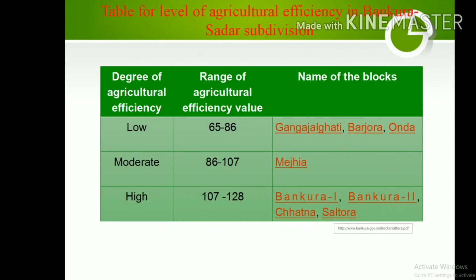So, using this table, you have to make a choropleth map of Bakura Sadar subdivision showing the level of agricultural efficiency of the different blocks, following S.S. Bhatia's methods, and write its interpretation on the basis of the result. In this video, I have discussed only agricultural efficiency, keeping in mind the time factor. In my next video, I will discuss crop combination, location quotient, and coefficient of geographical association step by step.